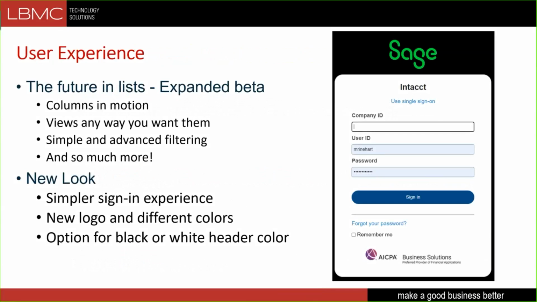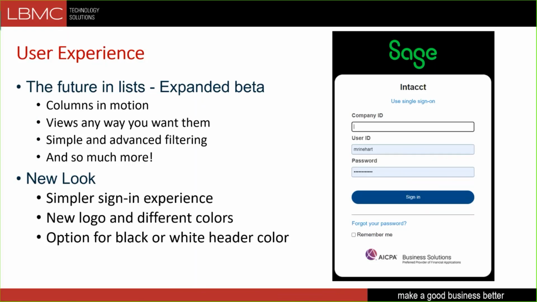And finally, the user experience has changed, which you've, I'm sure, already noticed. The logo and color scheme are different. If you want more information about why Sage is changing or tell them what you think about it, there's a customer brand change information page. You can look that up in the community. And the new look was designed for the simpler sign-in experience, less busy homepage, and then the option for the black or white header color.